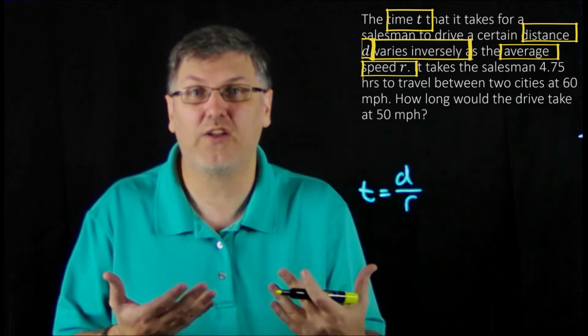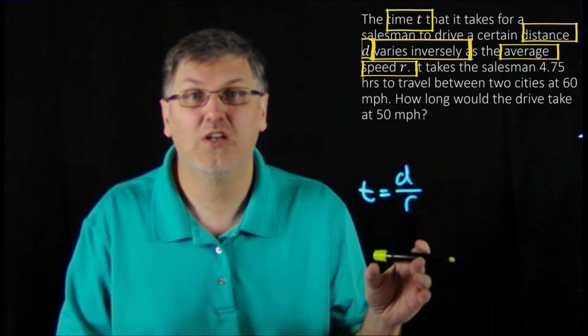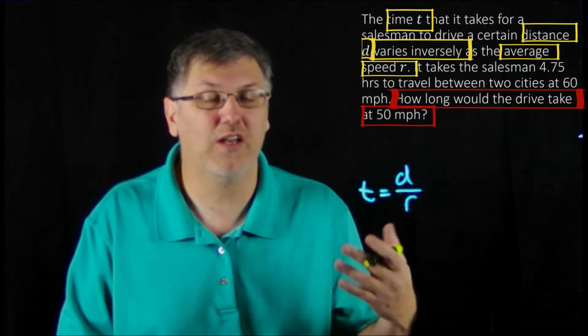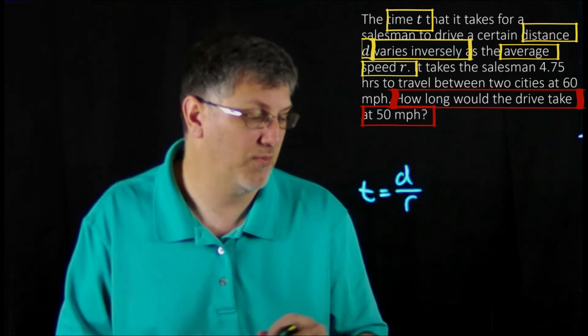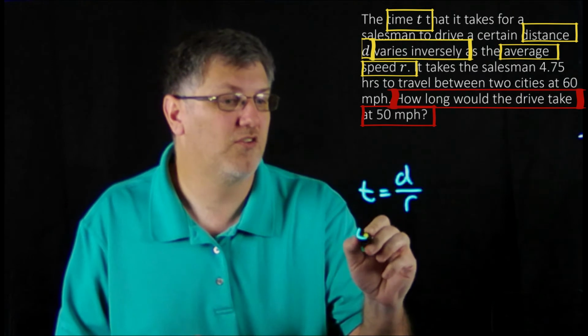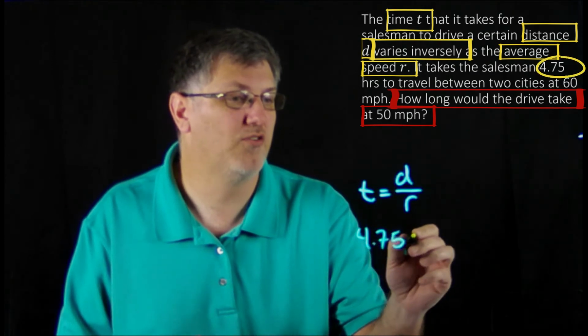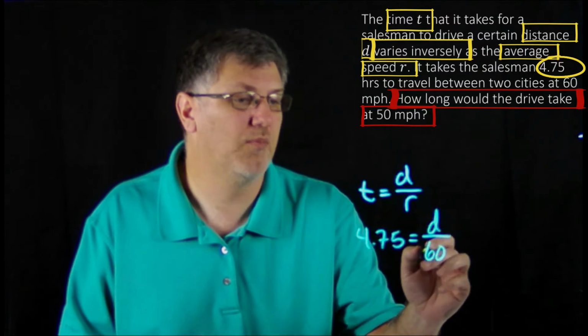Then we're going to reuse that answer we found to actually answer the question. Don't forget to highlight your question so you remember to answer the question. And of course, our answer is going to have words in it because our problem has words in it as well. All right, so from the beginning, they tell us it takes 4.75 hours to travel a certain distance at a rate of 60 miles per hour.